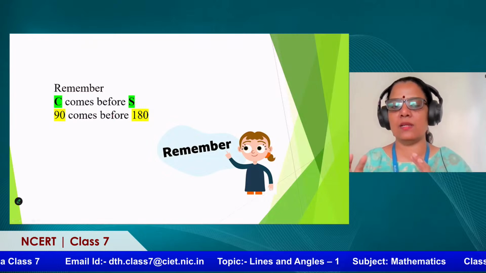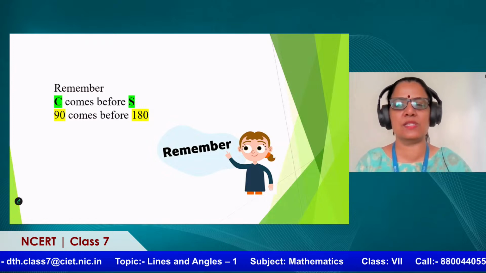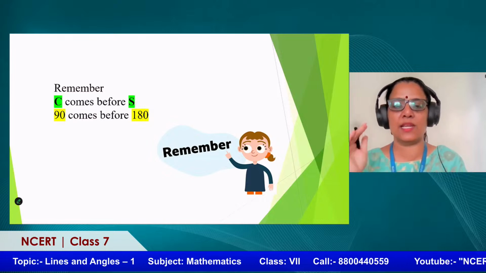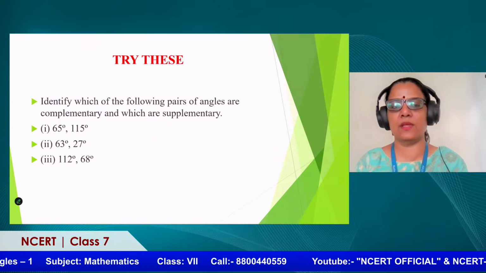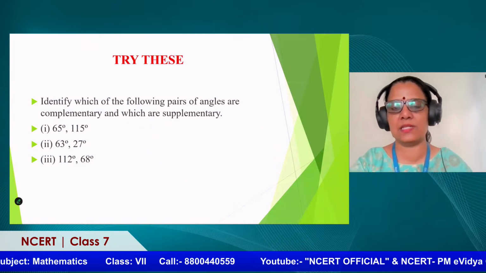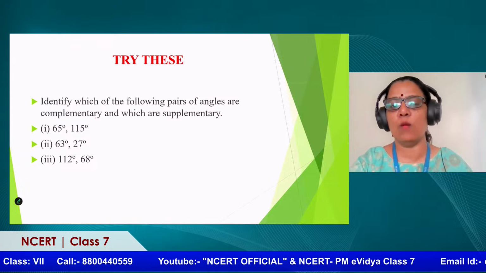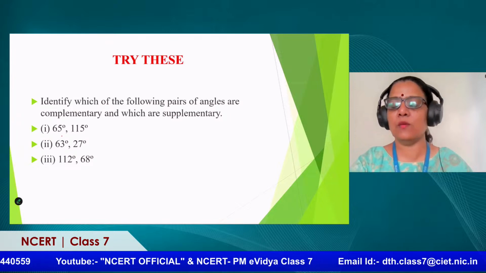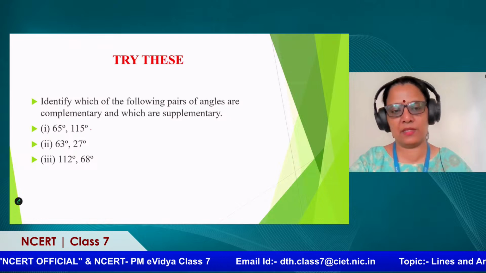So now since we are thorough with the concept, what next? We have to do some problems, right? And check that we are aware of this or we can recall these complementary and supplementary concepts. Okay, so here I have 3 questions. Identify which of the following pairs of angles are complementary and which are supplementary. But how do we identify whether they are supplementary or complementary pairs?